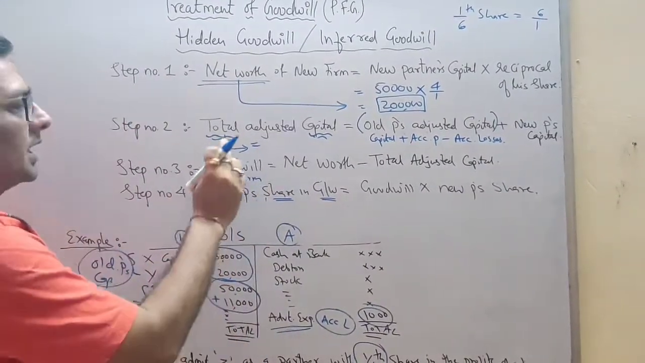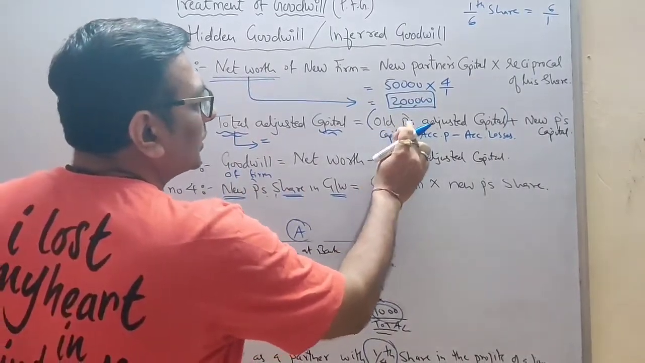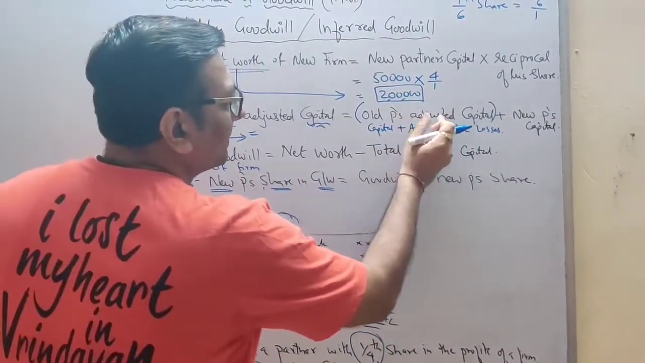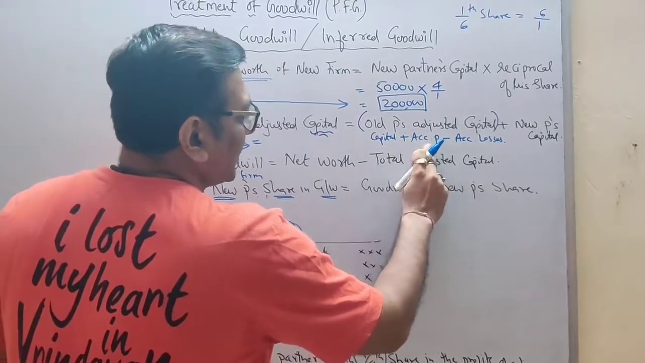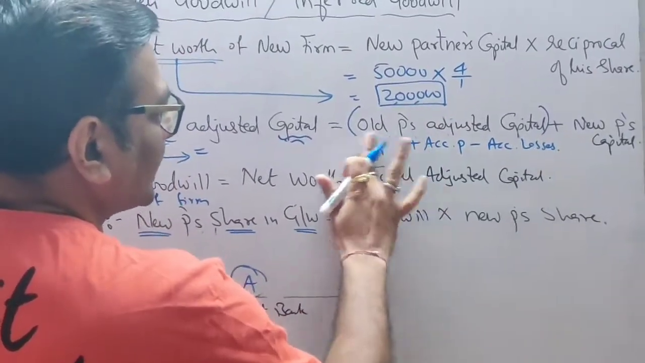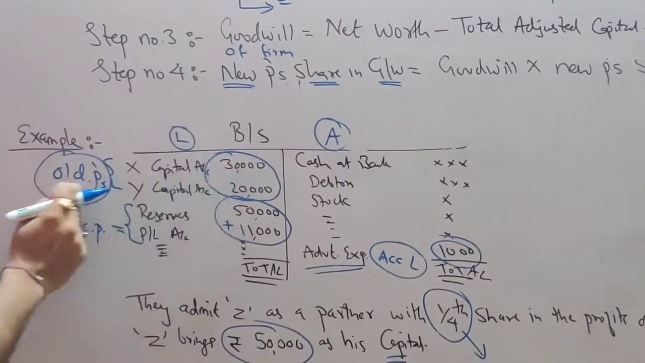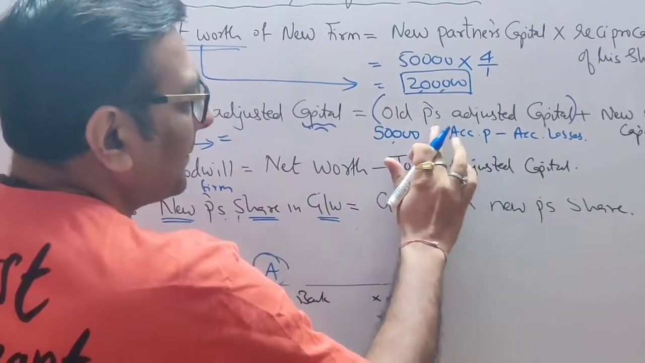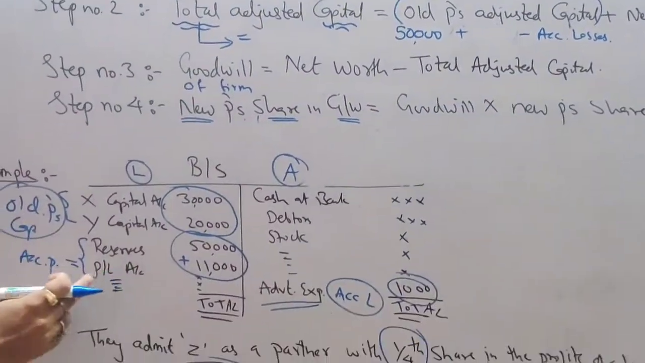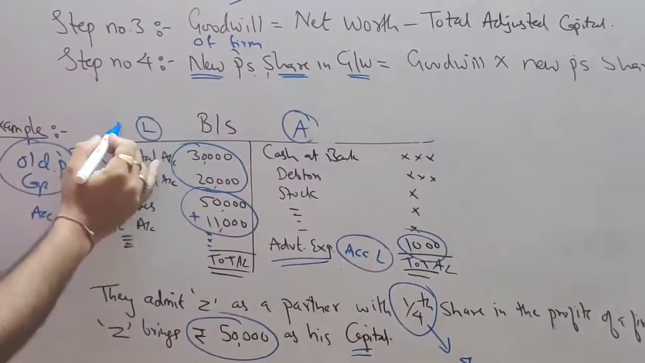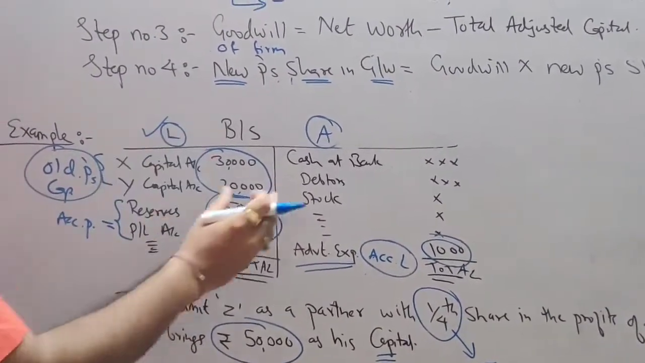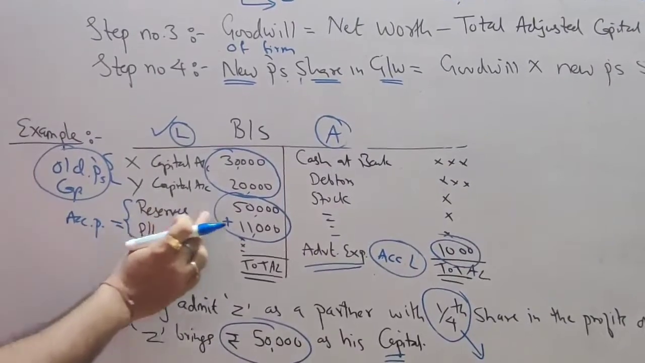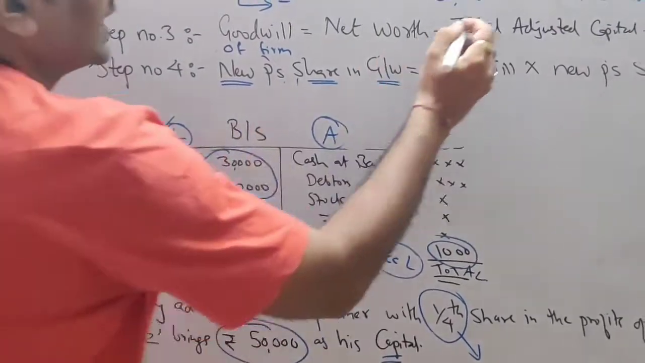What is step number 2, students? Total adjusted capital is the old partners' adjusted capital plus the new partner's capital. What is the formula for the old partners' adjusted capital? Capital plus accumulated profit minus accumulated loss. Old partners' capital: 30 plus 20 is 50,000. Now plus accumulated profit. Remember students, accumulated profit is always given on the liability side and losses will always be on the asset side. Reserves 50 plus 11, so this is 61,000.